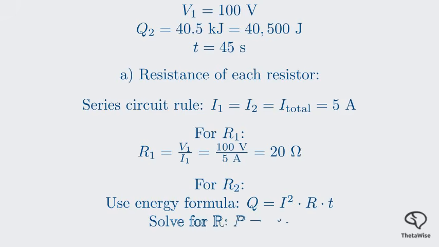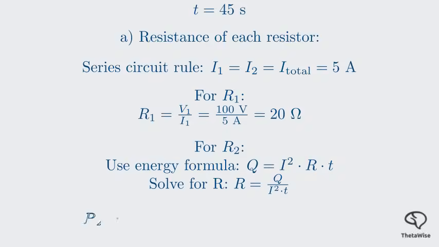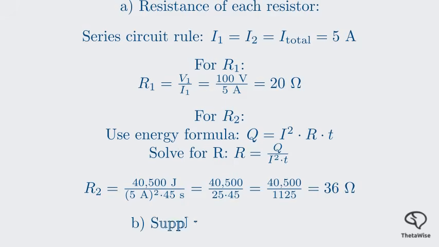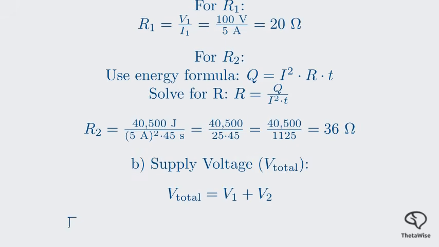Rearranging this formula to solve for R2, we get Q2 divided by I2 squared times time. Plugging in our values for Q2, I2, and T, we calculate the resistance of R2 to be 36 ohms. Now for part B, the supply voltage, V total.